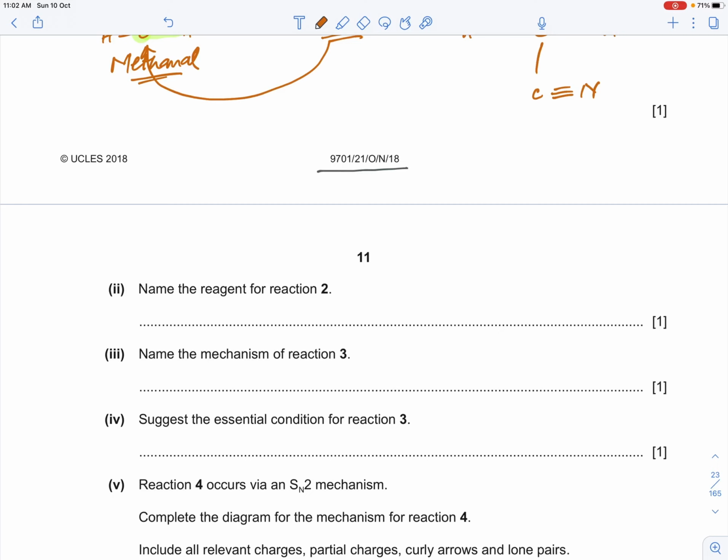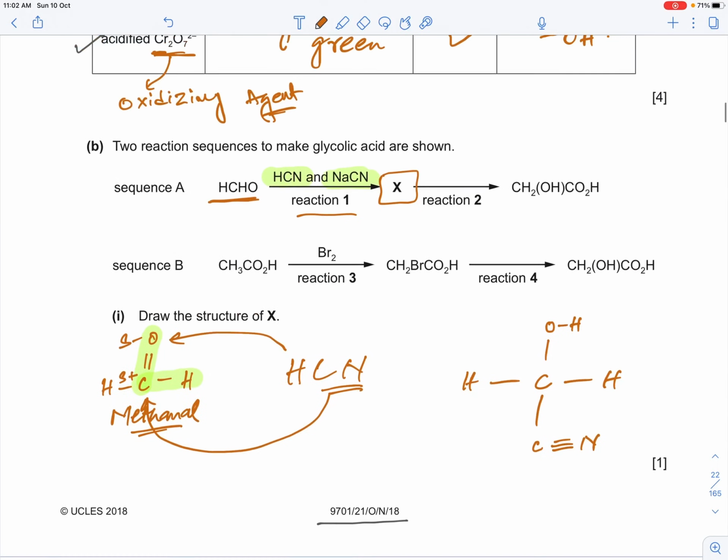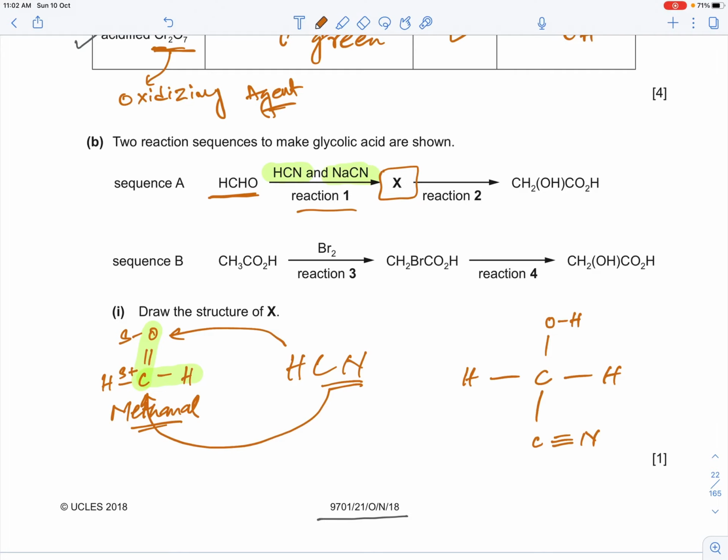Name the reagent for reaction 2. Okay, so in reaction 2, X is being converted into glycolic acid. If you look at this reaction, what have we done? Everything is similar except for the cyanide group. Instead of the cyanide group, glycolic acid has a carbon with 2 hydrogens, so this is CH2, and then the OH group, and instead of cyanide, now it has a COOH group, right? So the cyanide group is being replaced by a COOH group, so this is the hydrolysis of nitriles. And this is acidic hydrolysis.